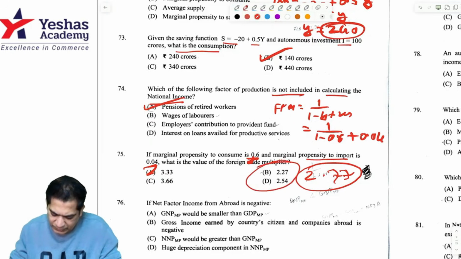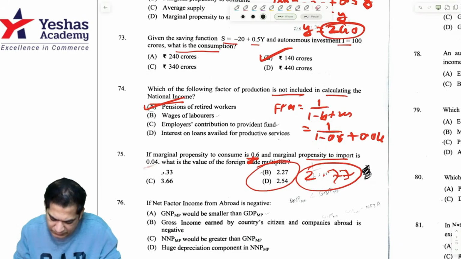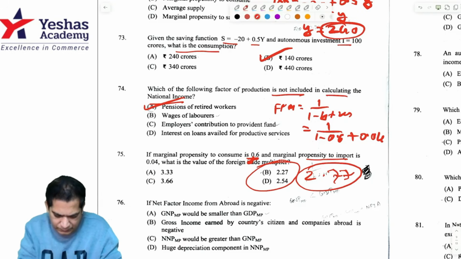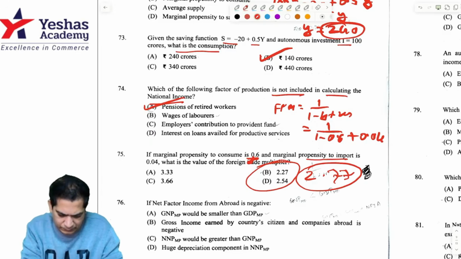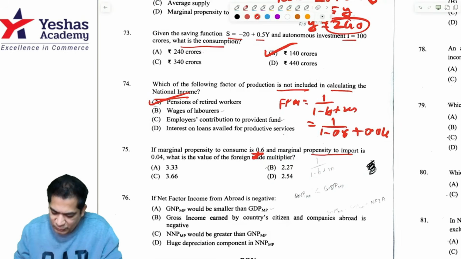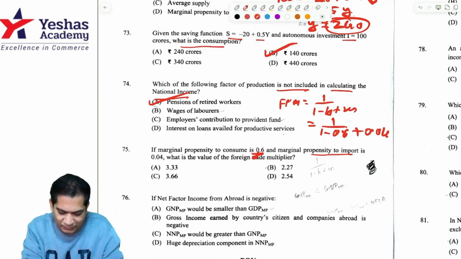So there may be some mistakes here. 2.27 is why it is given. Oh, sorry, I'm subtracting it. I should be adding it. I'm subtracting it. I've gone crazy.